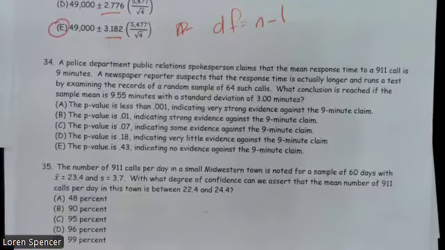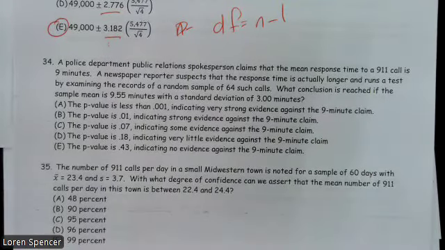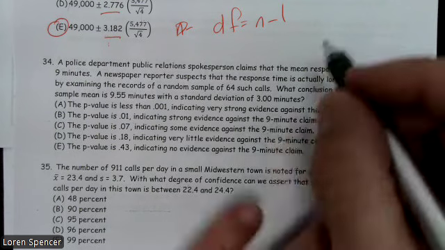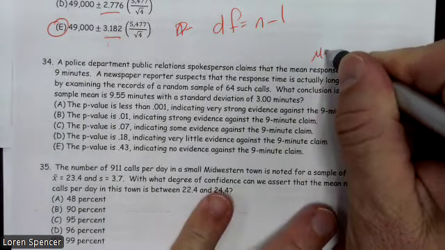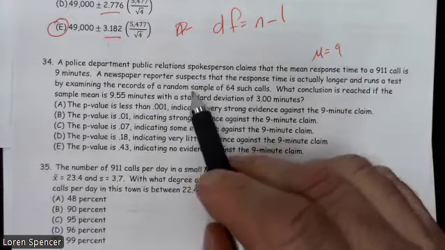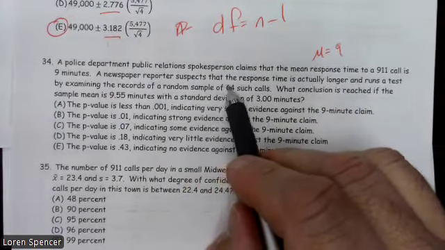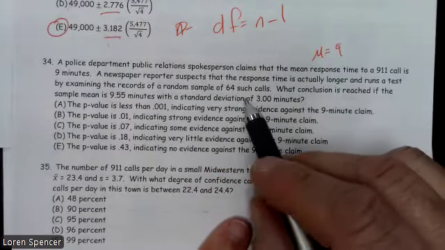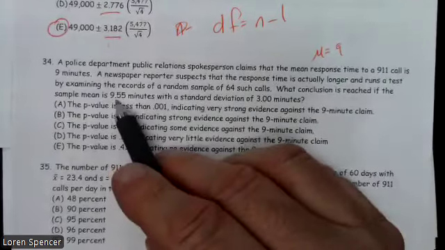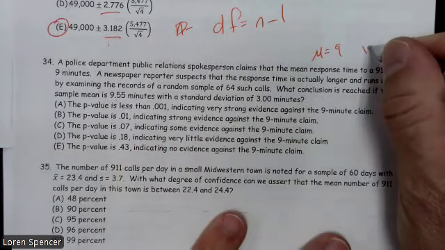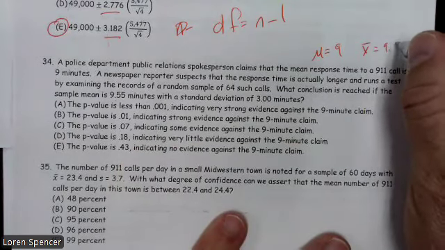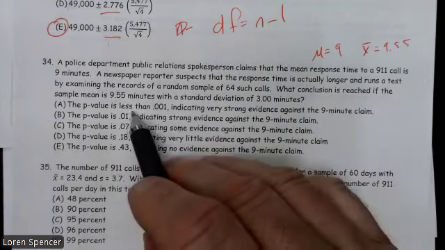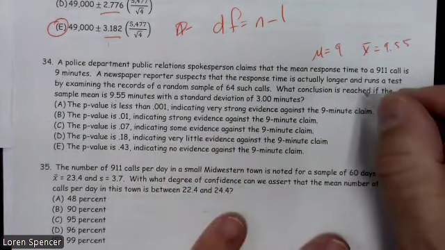34. A police department public relations salesperson claims that the mean response time to 911 calls is 9 minutes. So they're saying, all right, this is the mean of 9 minutes. A newspaper reporter suspects that the response time is actually longer and runs a test with a sample mean of 9.55. So he comes up with an x bar equal to 9.55 and a standard deviation of 3.